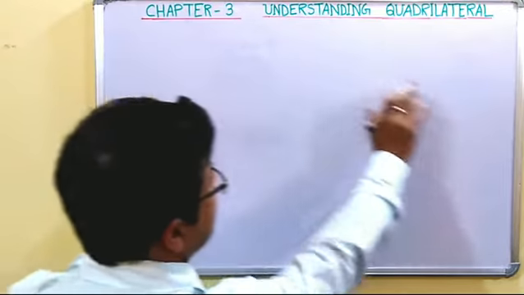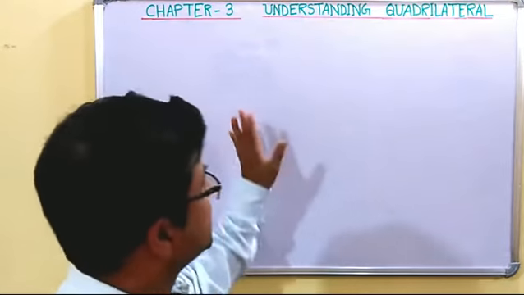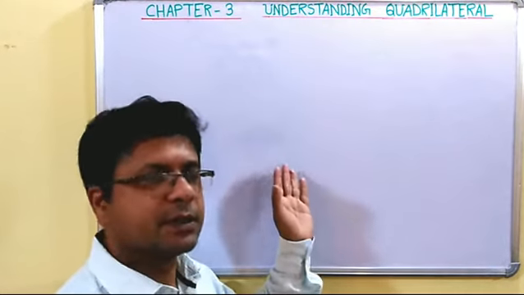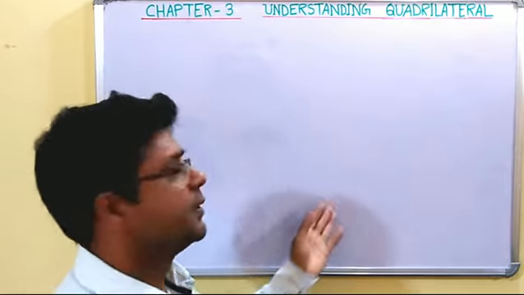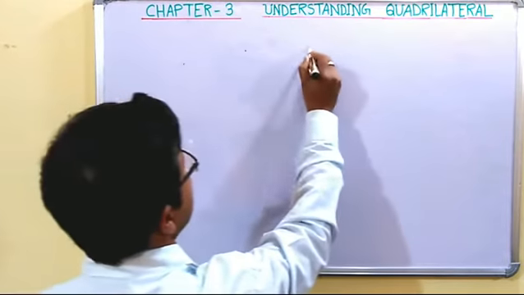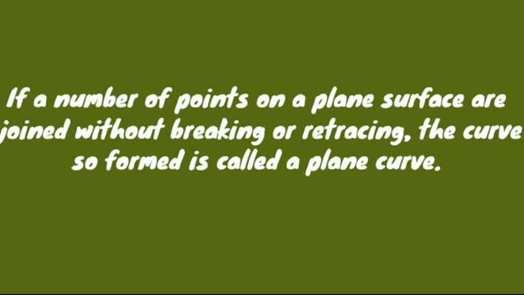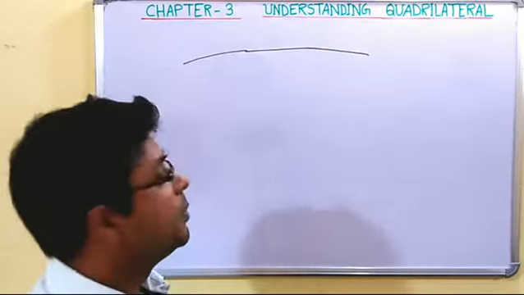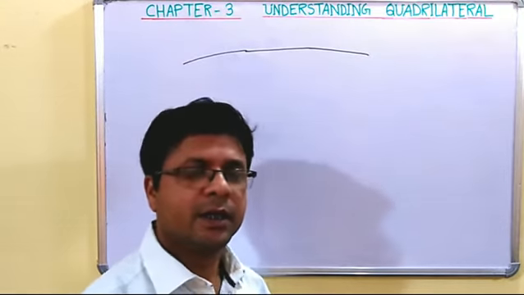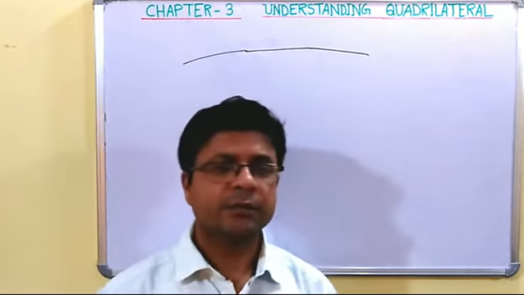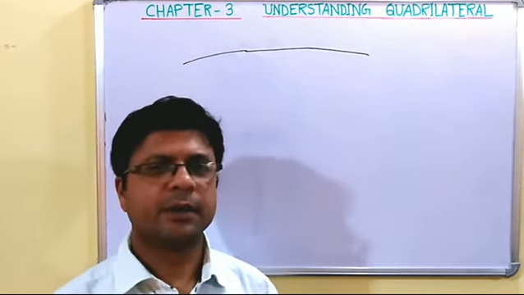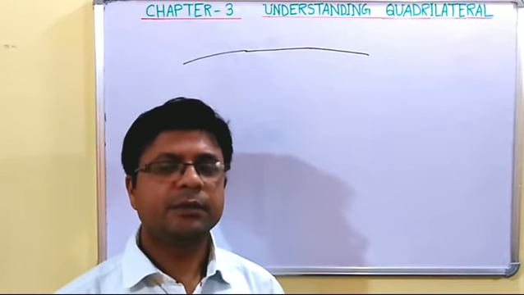Here, this is a plane surface. For example, this board is a plane surface. A sheet of paper is a plane surface. Now here, if we consider a number of points, and these points are joined, what we get is a plane curve. All plane curves are of 3 types.